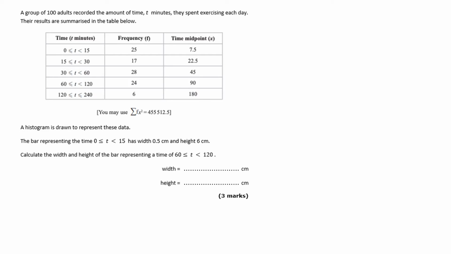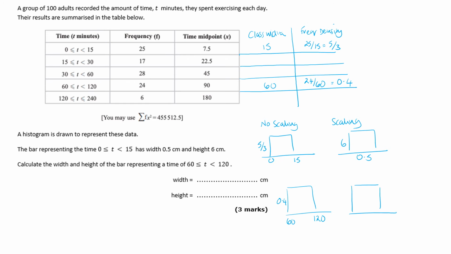So for a histogram, did you remember that frequency is represented by the area of the bar, and you calculate frequency density by doing frequency divided by class width. At A level, the width and the height of the bars can be proportional to the class width and the frequency density. So on a histogram, you calculate frequency density by doing frequency divided by class width.